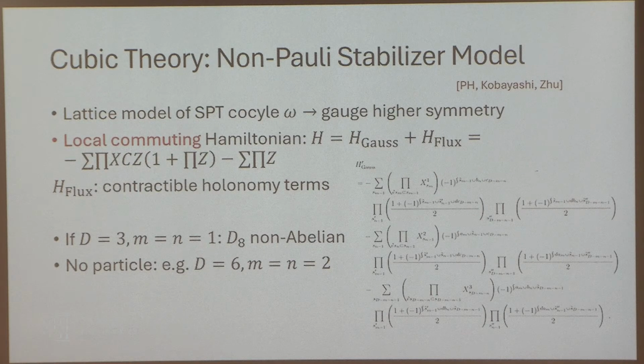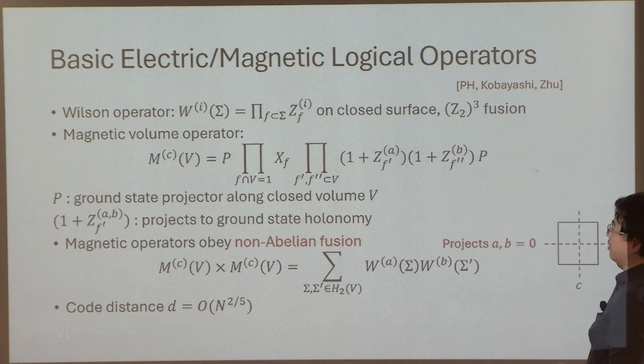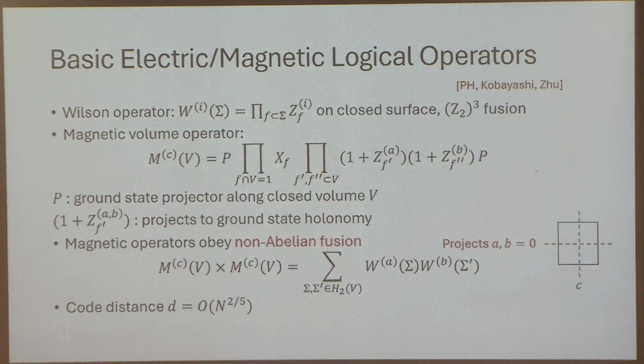But here, the difference is that instead of particle excitations, we have excitations of higher dimensions. Okay, so let me write down the logical operators in this model. First of all, there's a standard Pauli string operator given by a product of Pauli-Z operators, and because there are 3 types of Z2, there are 3 types of such Z-string operator, and they obey a Z2 cube fusion rule.